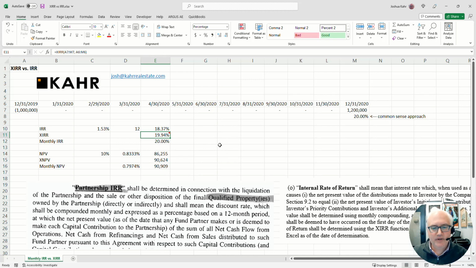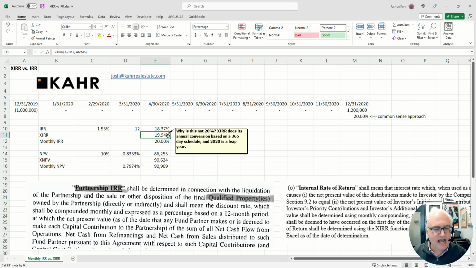Why? Because, and you can't make this stuff up, the way the XIRR is built, it converts the daily to annual as if each year has 365 days, which means when you have a year that doesn't, like say 2020, when you have a leap day in a leap year, you don't end up with 20%, you end up with 19.94.